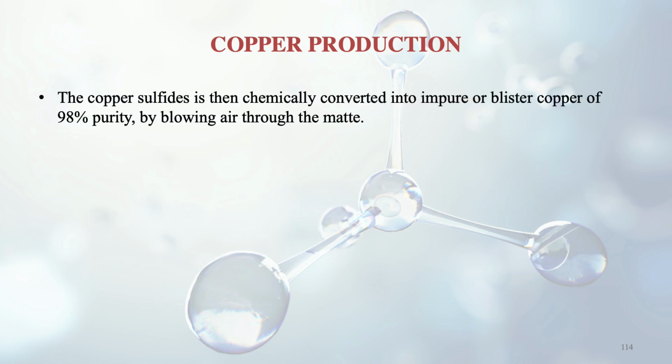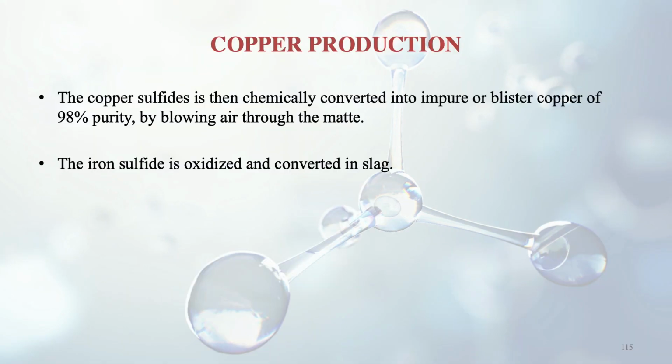Then the copper sulfides are chemically converted into impure or blister copper, which is of 98% purity, by the process of blowing air through the matte. So simply we blow air and the copper sulfide is then converted into blister copper.